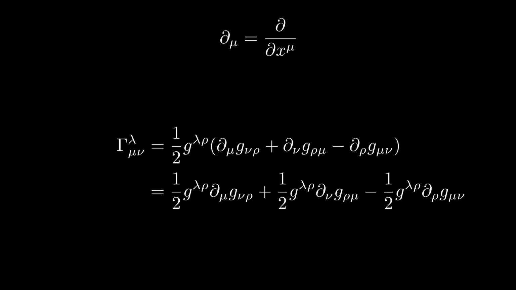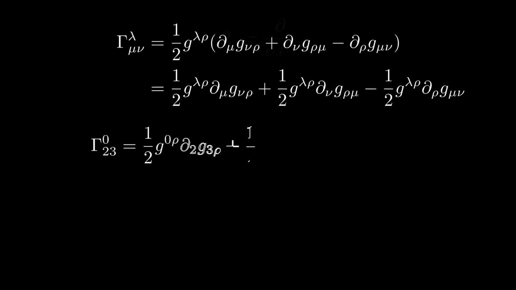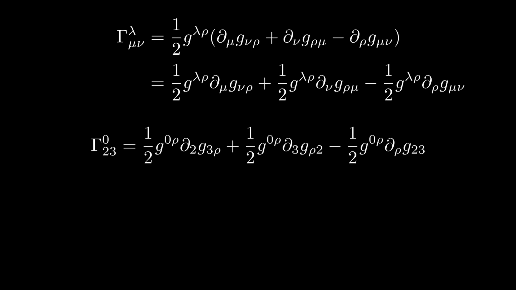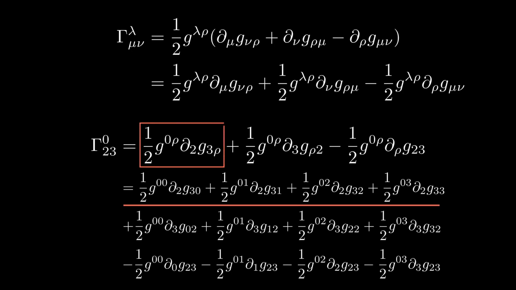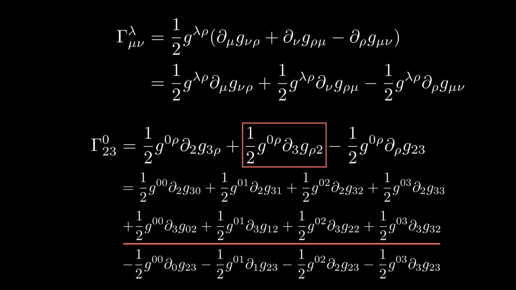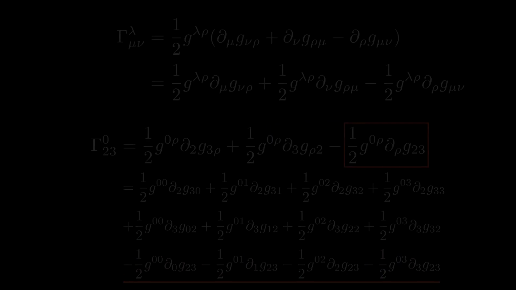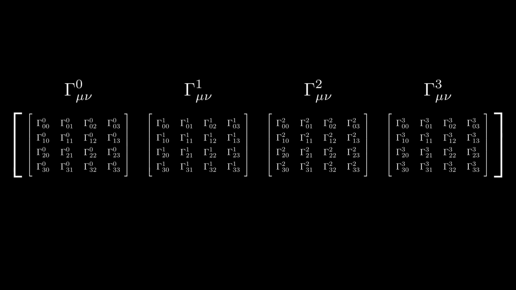Let's do an example. Suppose we want gamma 0 to 3. Then we set every lambda to 0, every mu to 2, and every nu to 3. Now, only the summation indices are left. We must sum from 0 to 3 for each of our 3 terms, so we should have 12 total terms. Remember that our metric tensor has 2 indices, and we represented it by a matrix where the first index was the row and the second index was the column. Now that we have 3 indices, we can represent it as a row where each component is itself a matrix.